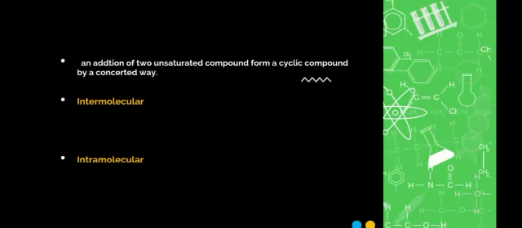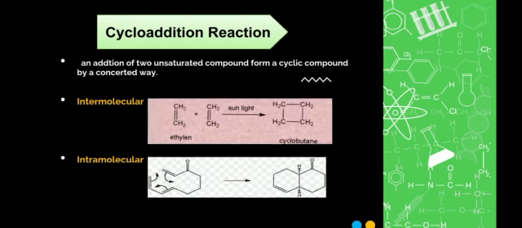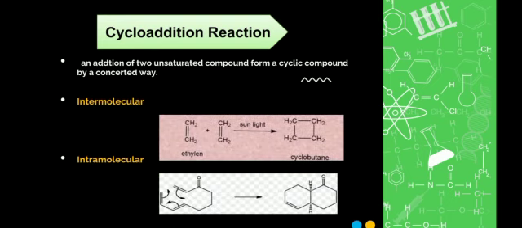Now let us move towards our main topic, that is cycloaddition reaction. Cycloaddition reactions are reactions in which two unsaturated compounds form a cyclic compound in a concerted way, that is bond making and bond breaking take place simultaneously and the cyclic product is formed. Sometimes the cycloaddition reaction may be reversed, then it is called the reverse cycloaddition reaction. In cycloaddition reaction, there is a formation of two sigma bonds by consuming two pi bonds.